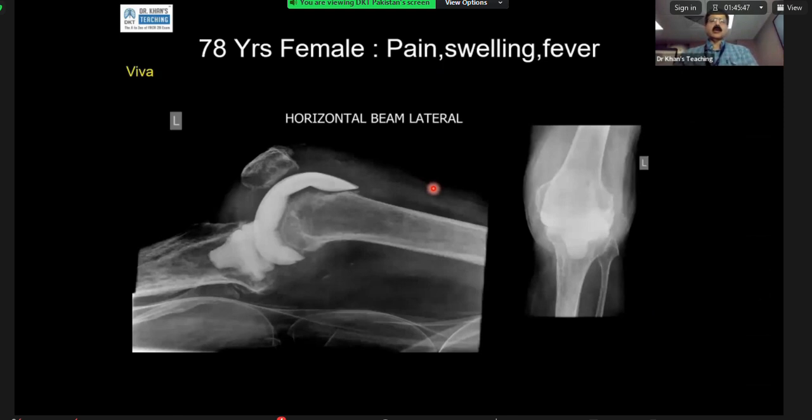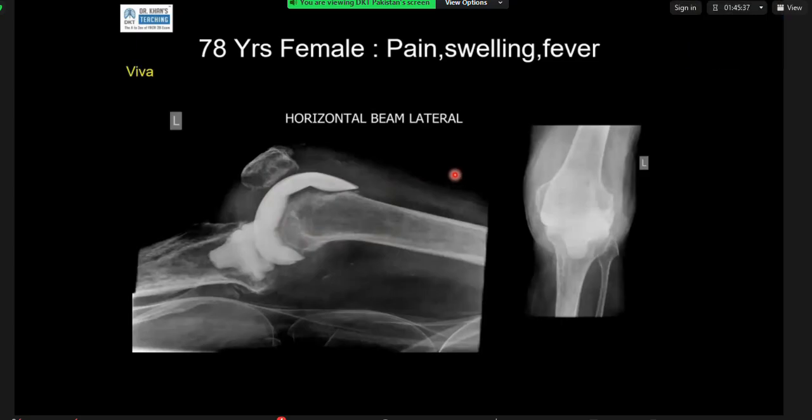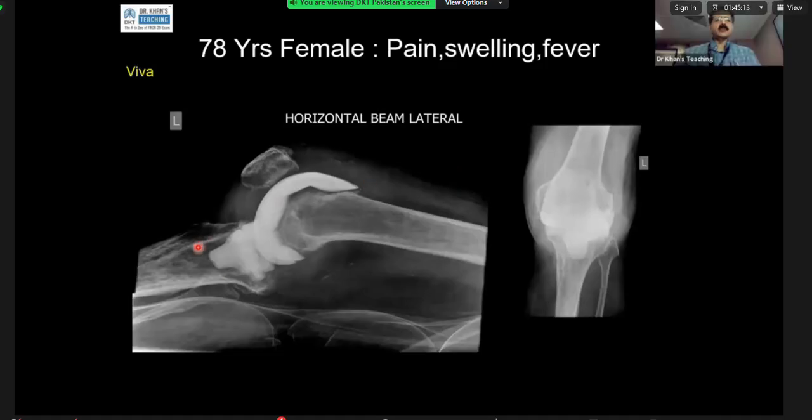Okay, a 48-year-old, of course, has got pain, swelling, fever. Over to you. Provided lateral and frontal projection of the knee joint, a 78-year-old female patient presenting with pain, swelling, and fever. I can see the post hip replacement processes. There is an ill-defined lytic area, a permeative lytic lesion involving the proximal tibia. Proximal tibia here. Yes, sir.